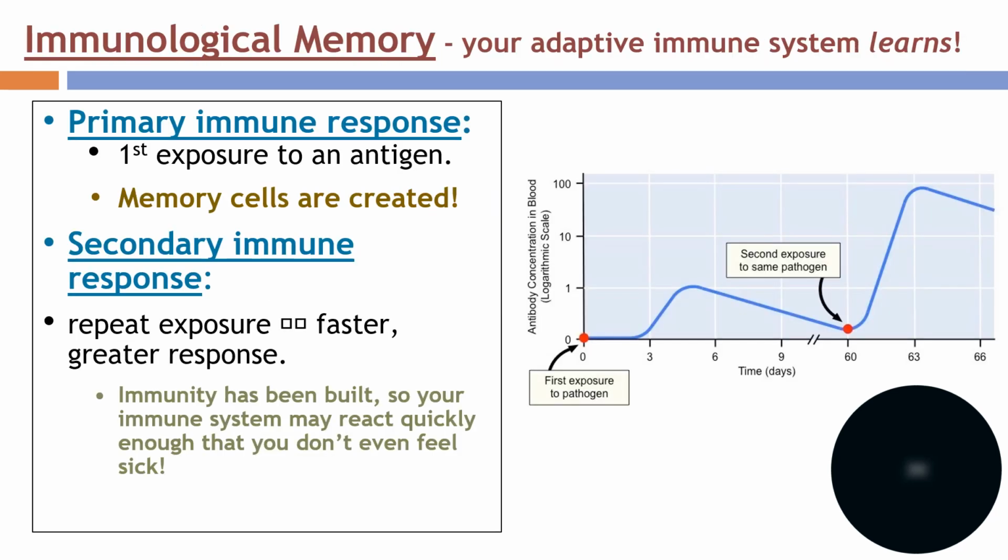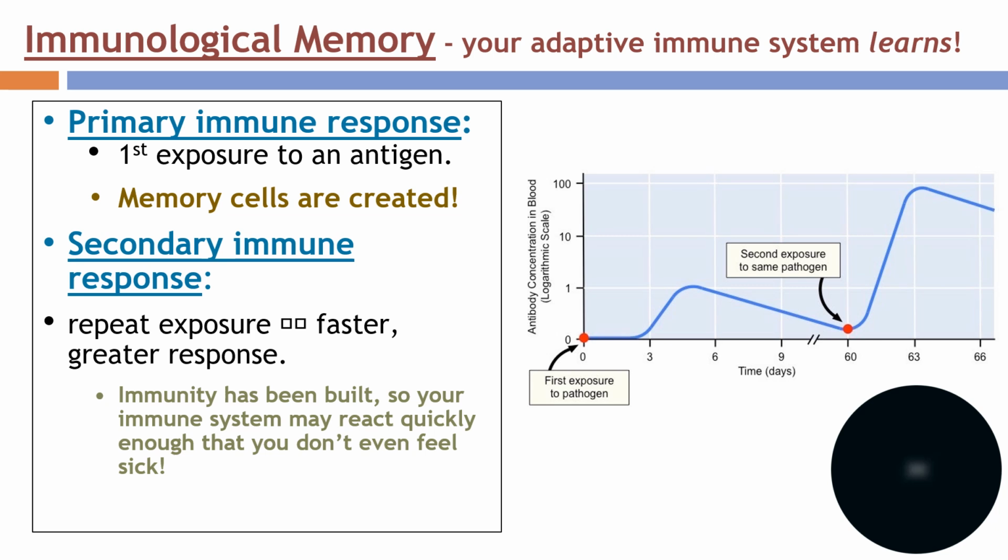The last thing that I want to talk to you about is immunological memory. Your adaptive immune system is going to learn over time. When you have a primary immune response, this is going to be your first exposure to an antigen. At that point is when we create these memory cells. You can see on your graph here, we have first exposure to the antigen or pathogen at 0, and then our graph is going to move up, mount an immune response, and then the second time that we are exposed to that pathogen, we get a much greater immune response, right?